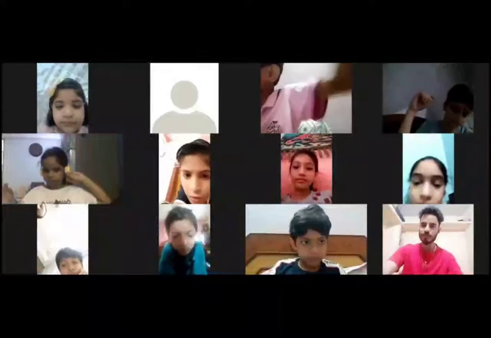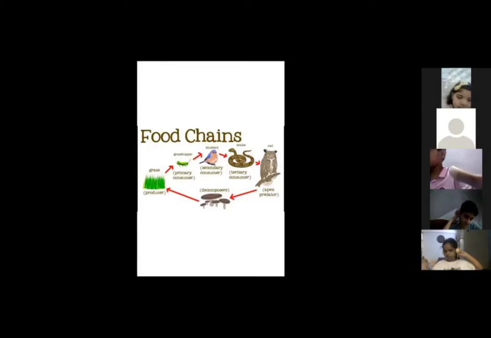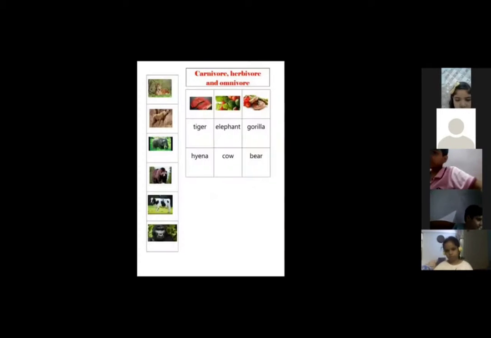Okay, first of all, let's discuss what herbivores are. Herbivores are only those animals which eat only plants and plant products. That means they can eat the leaves of the trees and also the grass. Those animals which feed on only plants for food are called herbivores. Herbivores can be a cow, a goat, a buffalo.